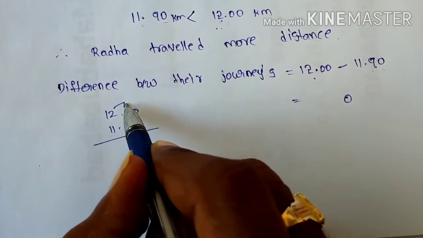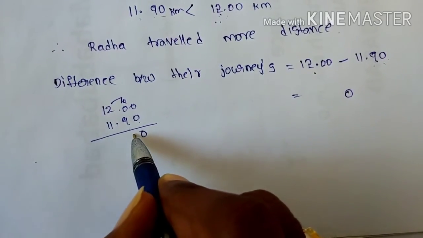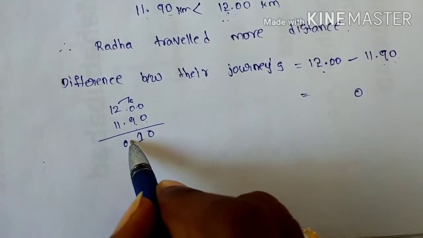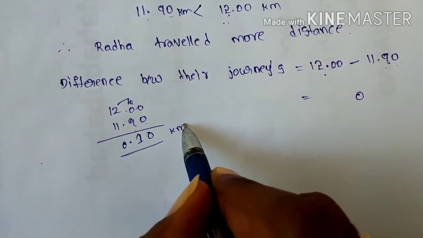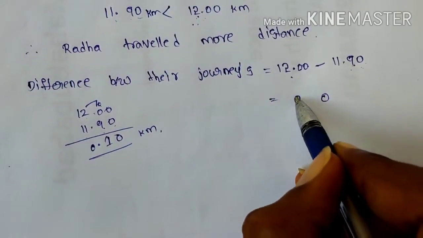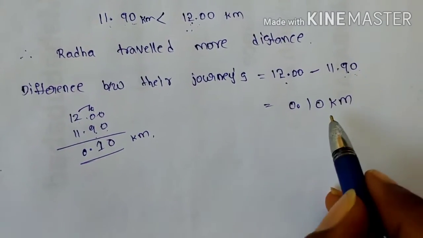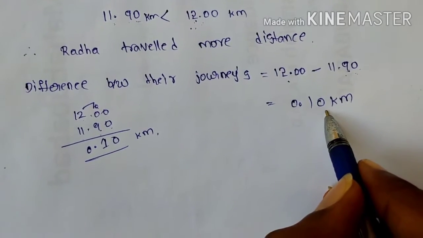You can take carry here 10. 10 minus 9 is how much? 1 only. See here 11 only. 11 minus 11, 0. That means here 0.10 kilometers. Yes or no? You can write here 0.10 kilometers. So that if I am writing here, you can convert them into meters also.